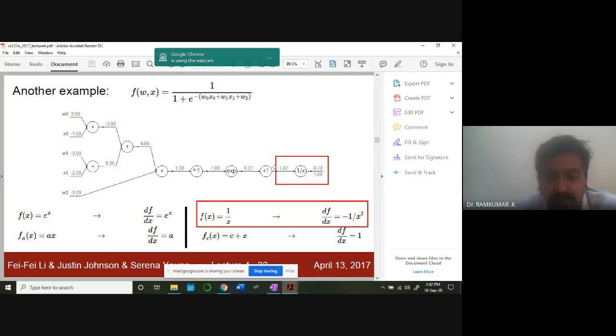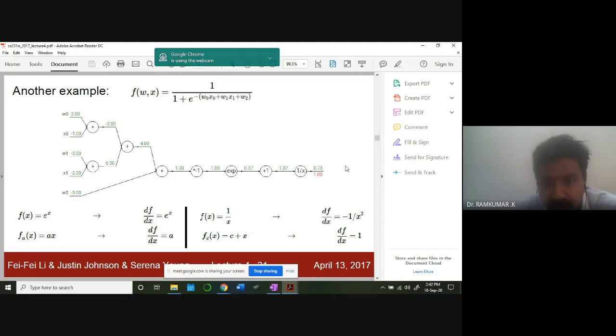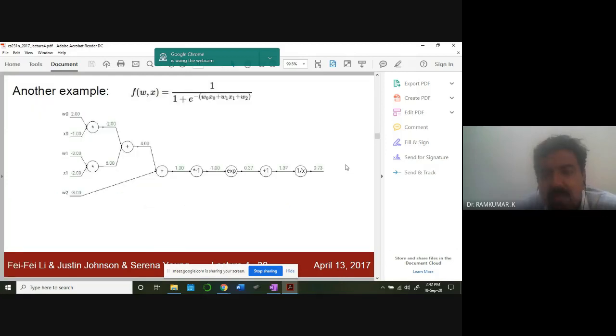So what is this value? Minus 1 by 1.37 square. Why is it 1.37 square? That is the input. So this into 1 is going to give you minus 0.5. That's the first gradient you are working out, the local gradient. Is it clear?